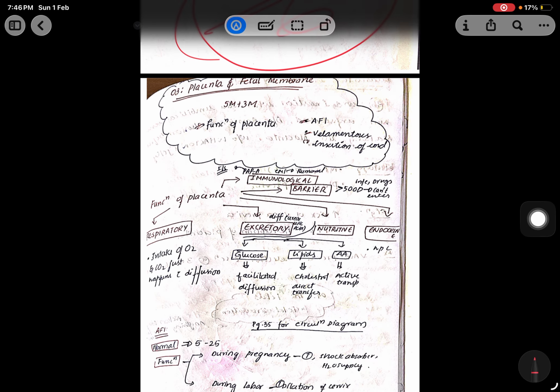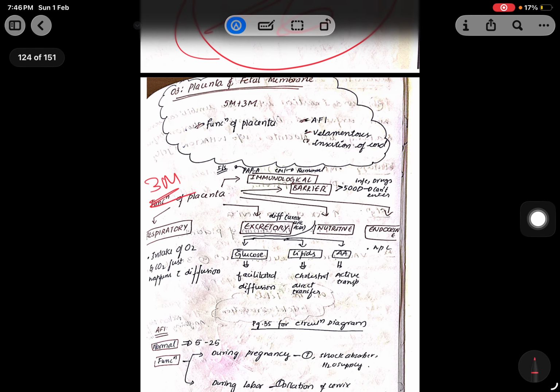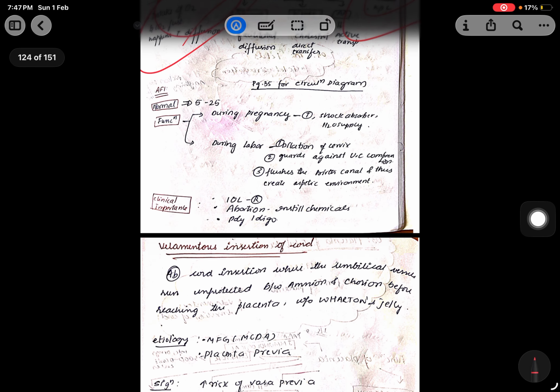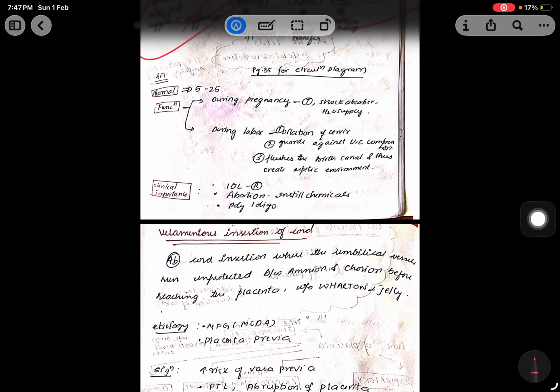Again, functions of placenta. This is for a 3-marker question, so make sure you know the 6 points so that you remember at least 2 things. Again, nutrition and excretion, everybody will remember. Again, the respiratory thing and the endocrine related thing, and also the barrier part is something which you need to do. Again, AFI, these are proper 3-markers.